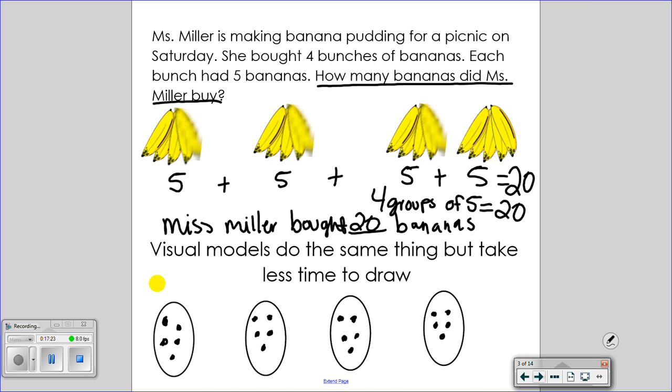All right, let's look at my banana problem. How many groups of did I have? Parker? 4 groups of 5. So what's my multiplication equation going to be? 4 times 5. Equations always have equal signs.